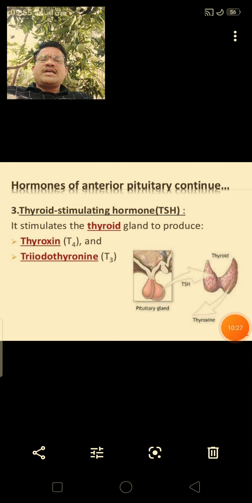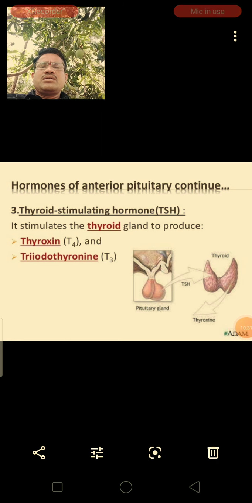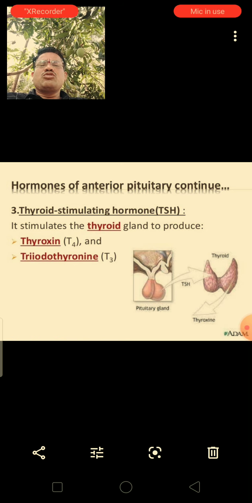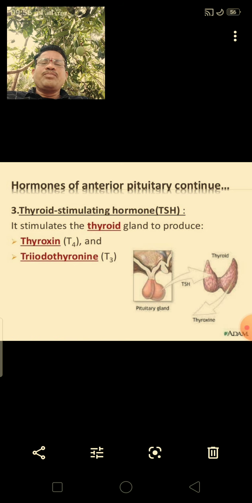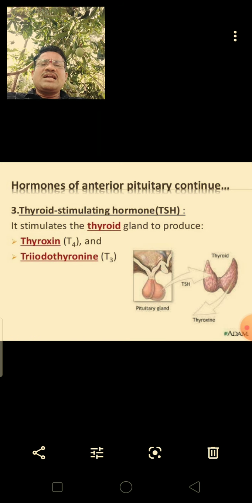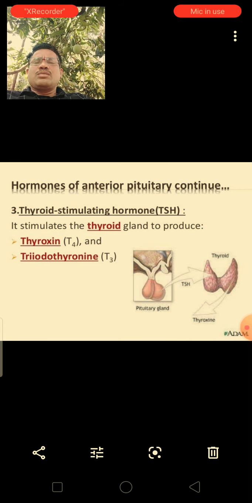Next, thyroid stimulating hormone, TSH. It stimulates the thyroid gland to produce two types of hormones. Those are T4 thyroxine and T3 triiodothyronine. Okay, I'll repeat. Thyroid stimulating hormone, TSH. It stimulates the thyroid gland to produce thyroxine T4 and triiodothyronine T3 hormones.